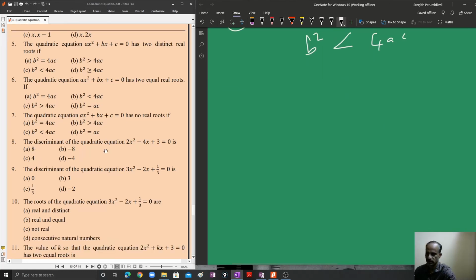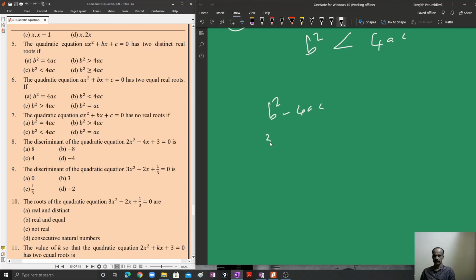The discriminant of this: find b square minus 4ac. You use b square minus 4ac in these two questions. The roots of the quadratic equation are: real, distinct, real, equal, not real, consecutive natural numbers. You can solve this by multiplying throughout, and just find b square minus 4ac. You will find out whether these three are coming. Consecutive natural numbers may be real, and this is also real and distinct.